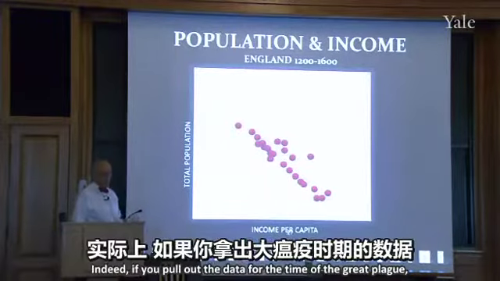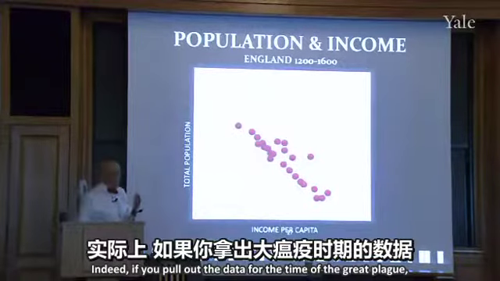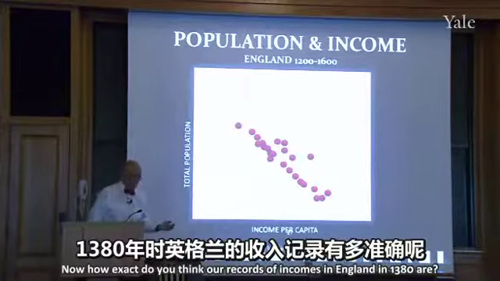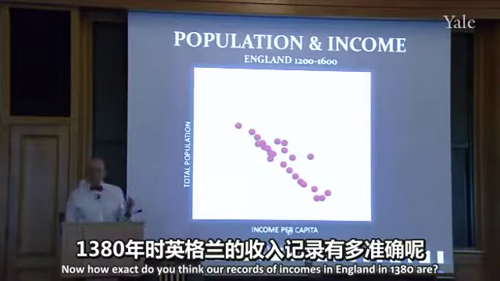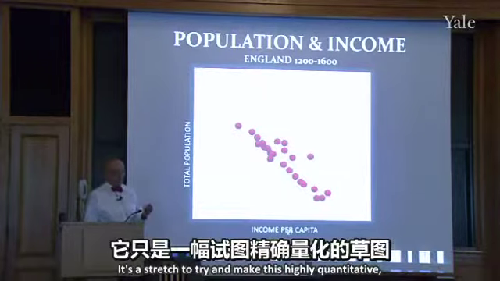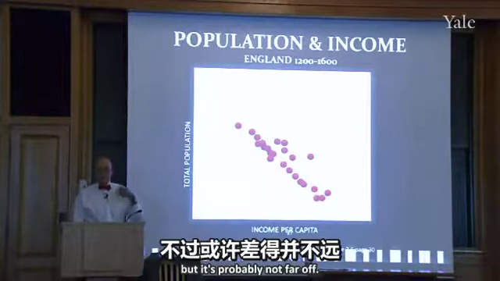And indeed, if you pull out the data for the time of the Great Plague, population goes down and per capita income goes up. Now, how exact do you think our records of incomes in England in 1380 are? Okay, it's a stretch to try and make this highly quantitative. But it's probably not far off.